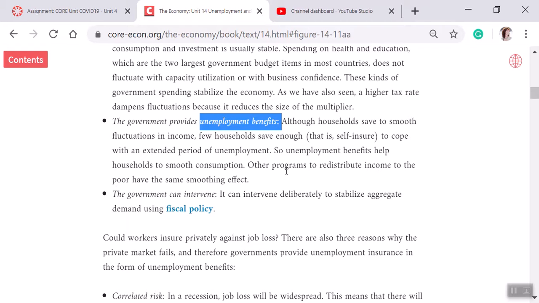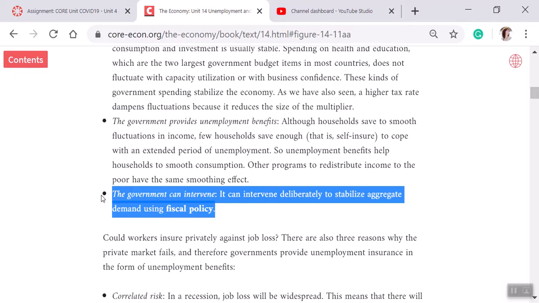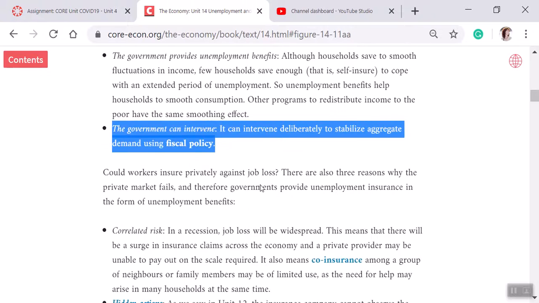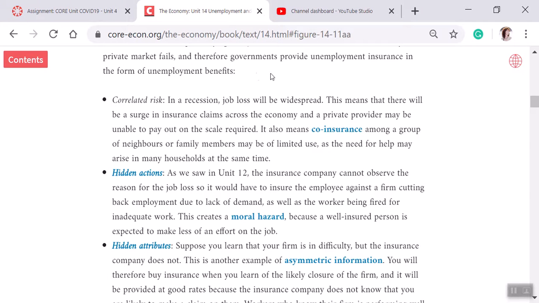Okay, so that has a little bit of a smoothing effect, right? It helps to smooth consumption. People don't have to leave their houses and their apartments. They can have their unemployment help bide them over until they're able to get back on their feet again. And then the government can also intervene deliberately using fiscal policy, and that's what we're at now. Okay? We have a couple of things here.